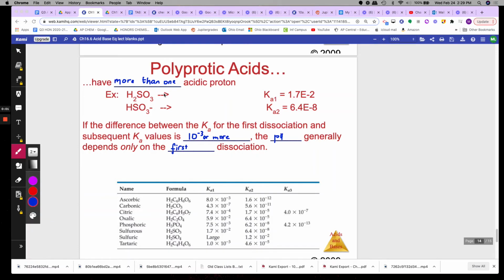Let's talk about the pH of polyprotic acid. Polyprotic acid: poly means many, protons, acids with many protons. So H2SO3 has 2 protons that it can potentially give up. As the first one is removed, you're going to have left behind its conjugate base, which is HSO3 minus. There used to be 2, you take away 1, now there's 1 left, and that proton leaves the electron behind. That Ka is 1.7 E negative 2.